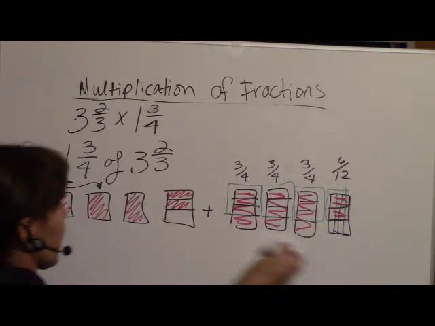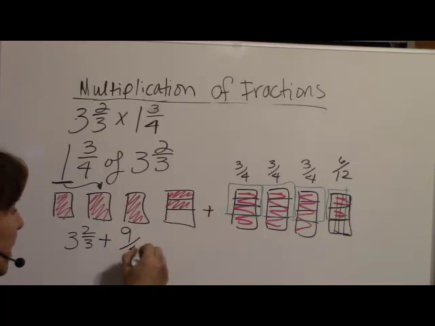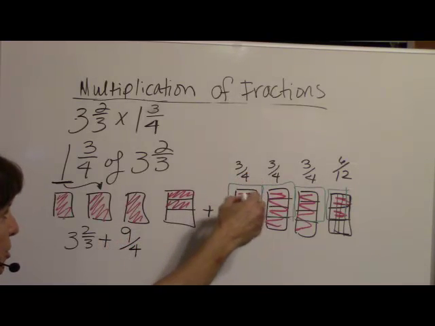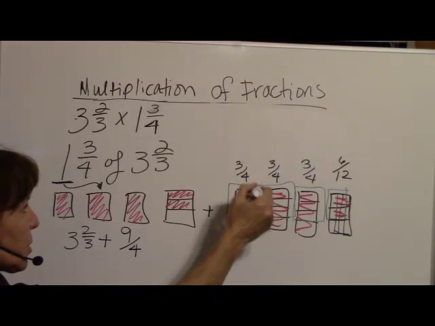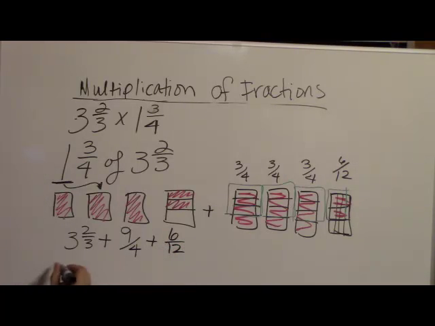So let me go ahead and add that together. So we have 3 2/3 plus 3/4 plus 3/4 plus 3/4 is 9/4. Remember, when you add, the 4 just tells you the piece sizes. You're adding just the shaded area. So 1, 2, 3, 4, 5, 6, 7, 8, 9. And then you're adding 6/12. The whole part is just going to be 3 so far.